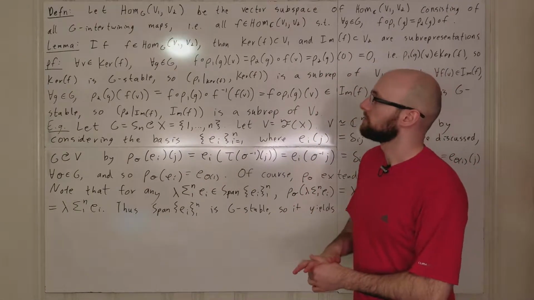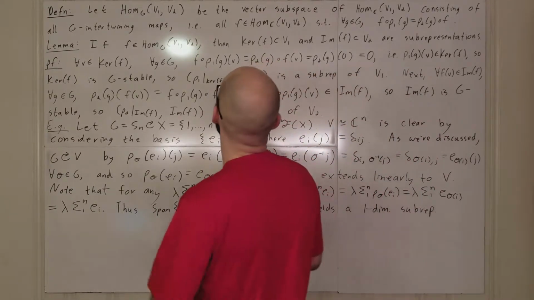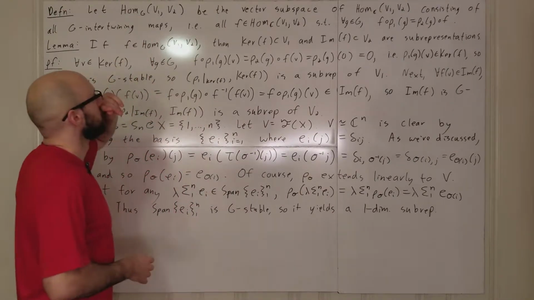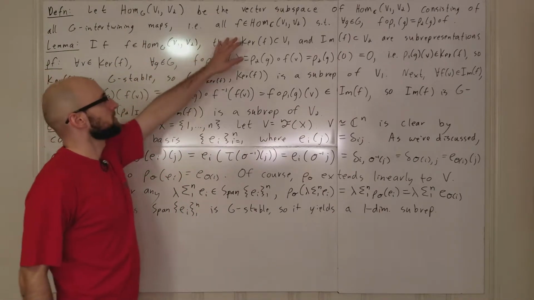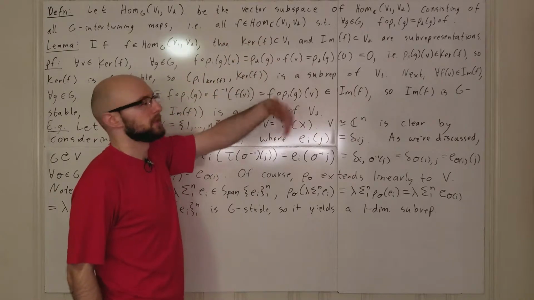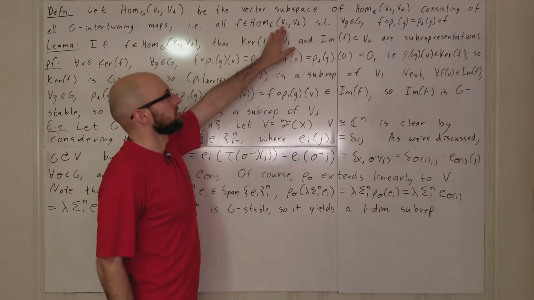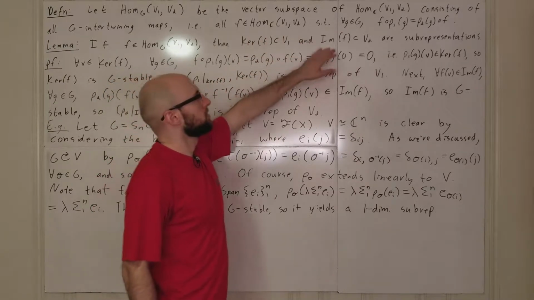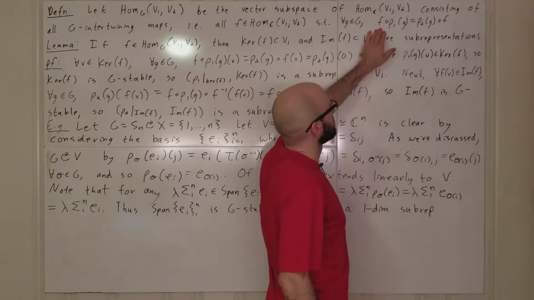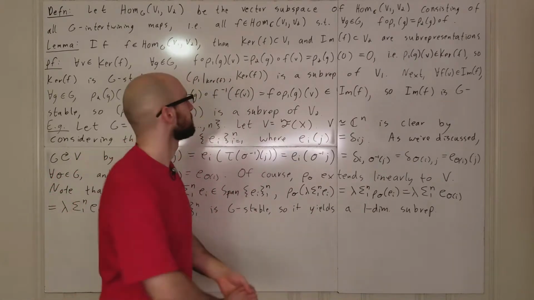So anyways, we're talking about representations, and we talked about intertwining maps. Intertwining maps are functions in the set of linear maps from vector spaces V1 into V2, such that for every single g we have f composed with rho 1 of g equal to rho 2 of g composed with f.